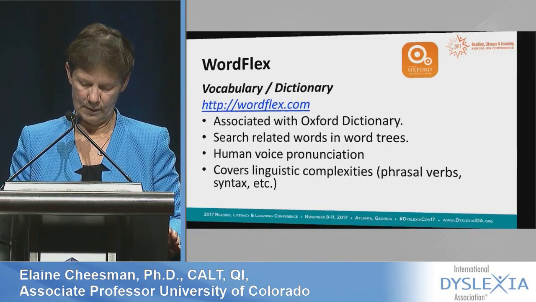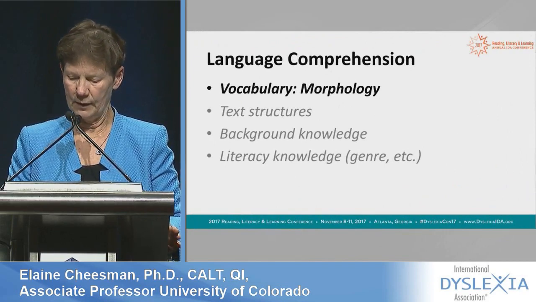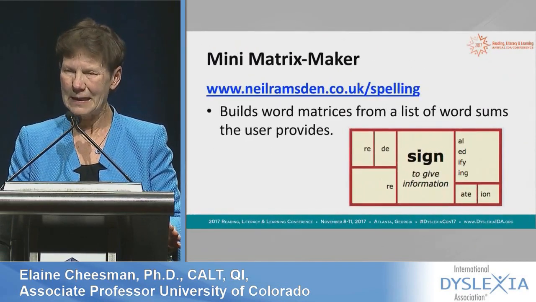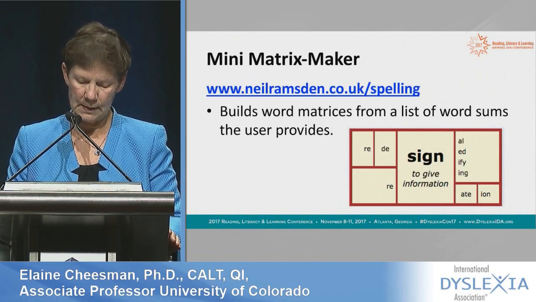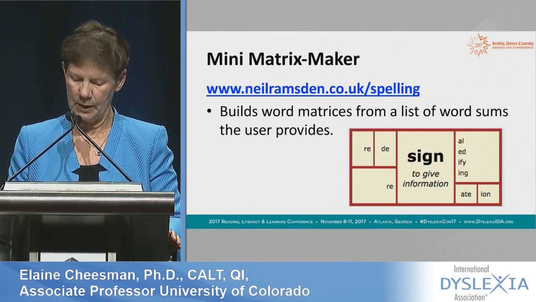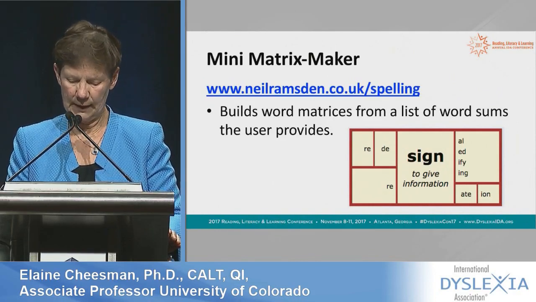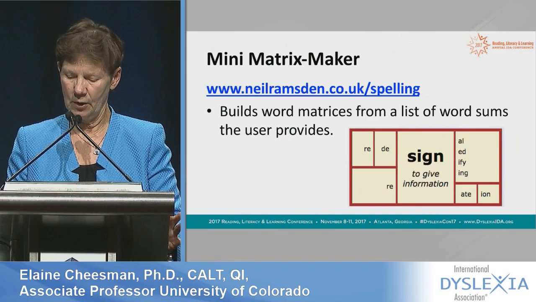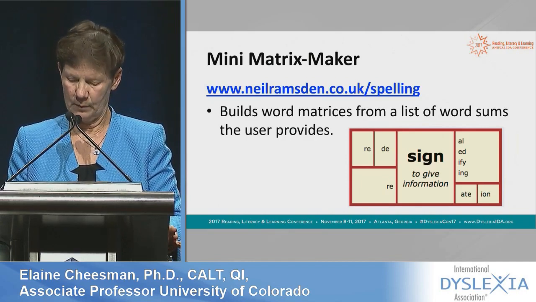Next one. Morphology, the meaning units of the word. Now this is a really cool website, neilramsden.co.uk. And you go to the root and then you can do the spelling. What it does is it'll build word matrices from a list of word sums.